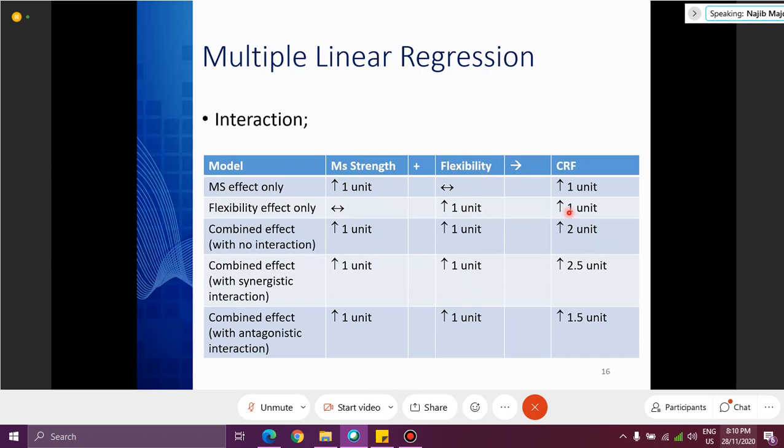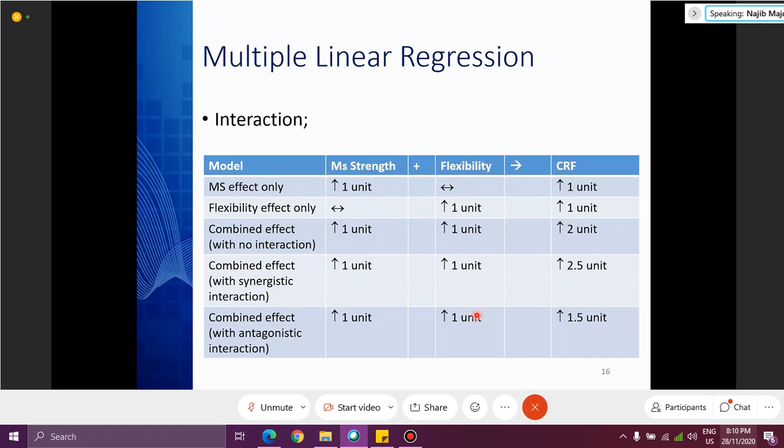Okay, when the outcome variable increases 1 unit with an increase of 1 unit of flexibility, we call it flexibility effect, this variable's effect. When the two variables increase 1 unit each and the outcome variable increases by 2 units, we just add these two variable changes, we call it combined effect with no interaction. However, if the two variables increase by 1 unit and the outcome variable increases more than what we expect, then this condition is an interaction. So for this one we call it combined effect with synergistic interaction.